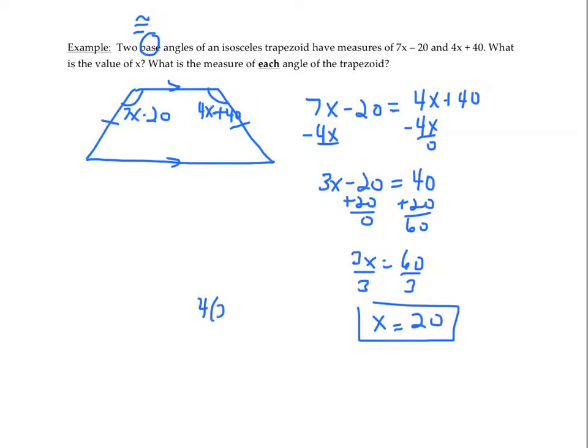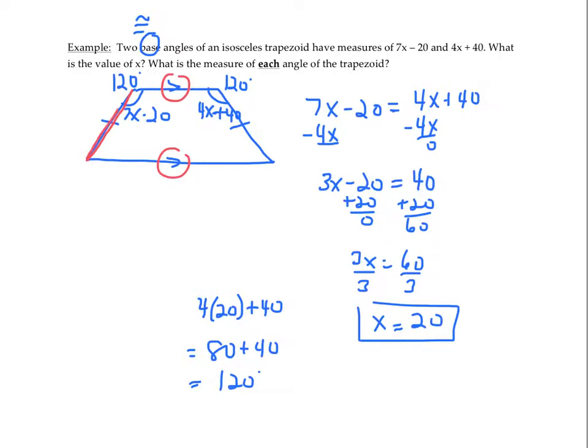So do 4 times 20 plus 40. 4 times 20 is 80 plus 40. It's going to give us 120 degrees. So this angle at the top would be 120, as with this one. Now keep in mind, because these two sides are parallel, and they're being cut by this transversal right here, the same side interior angles are going to be supplementary. So since this angle is 120 degrees, this angle would be 60 degrees. And we'd have the same measure down here. This would also be 60.